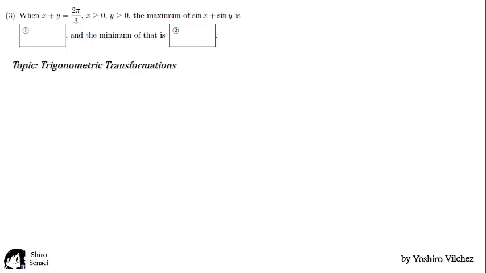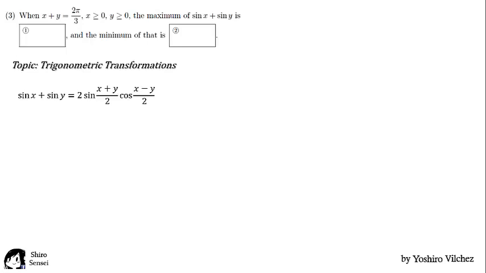Next question. When x plus y is equal to 2 pi over 3 and x and y are greater than or equal to 0, the maximum of sine of x plus sine of y is, and the minimum of that is... So the topic here is trigonometric transformations, in which we use the following sum of sines.